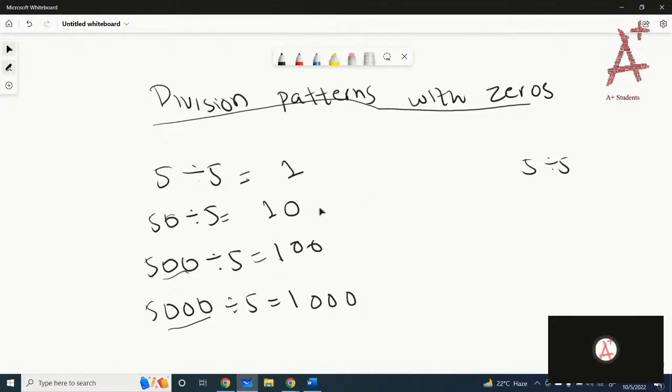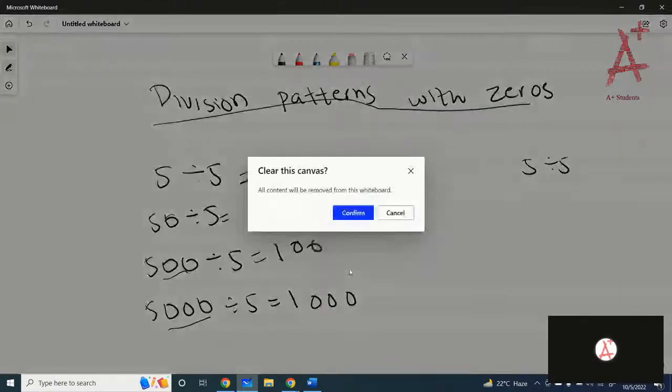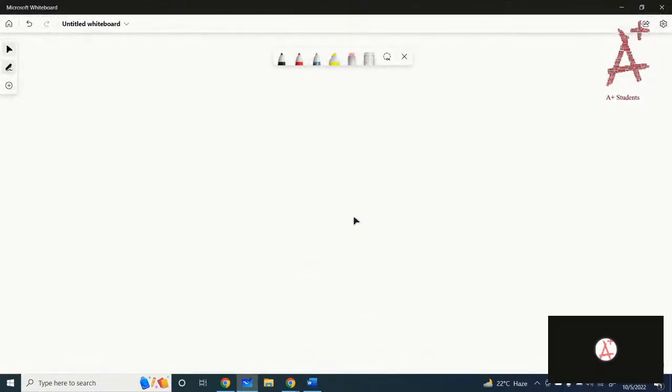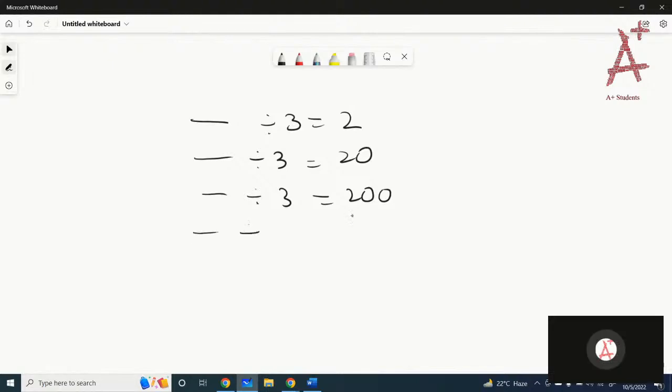Okay, let's do another example. Complete the pattern. The missing number divided by 3 equals 2. The missing number divided by 3 equals 20. The missing number divided by 3 equals 200. And the missing number divided by 3 equals 2000. Okay. What number divided by 3 equals 2?